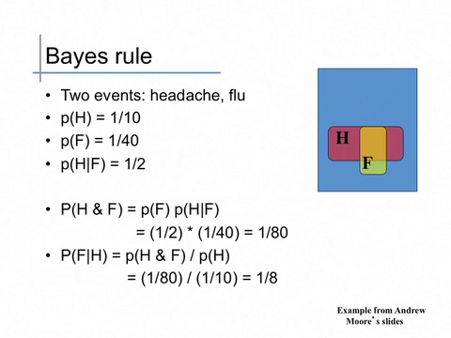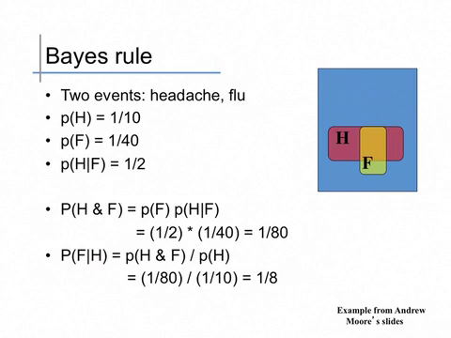Then I can use a similar representation to calculate the probability of having the flu given the headache. So that is the probability that I have both normalized by the probability of having a headache. So we just plug in the probability of a headache and flu and divide by probability of headache, and we find that it's 1/8. In other words, while I relatively rarely have the flu, 1 in 40, once I observe my symptom of a headache, it becomes more likely, up to 1/8.